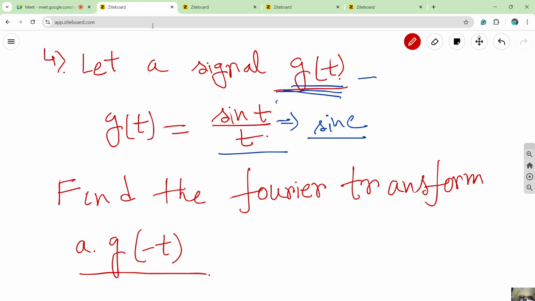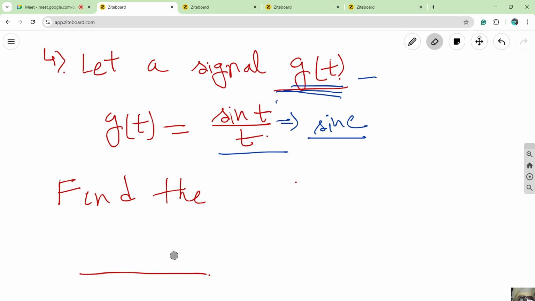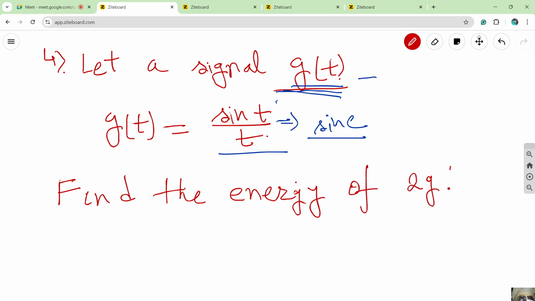Now we just get another question. If we keep the same function here and we are just interested to find, now I change the question, find the energy of a signal that is 2 of g(t). What will be the answer?